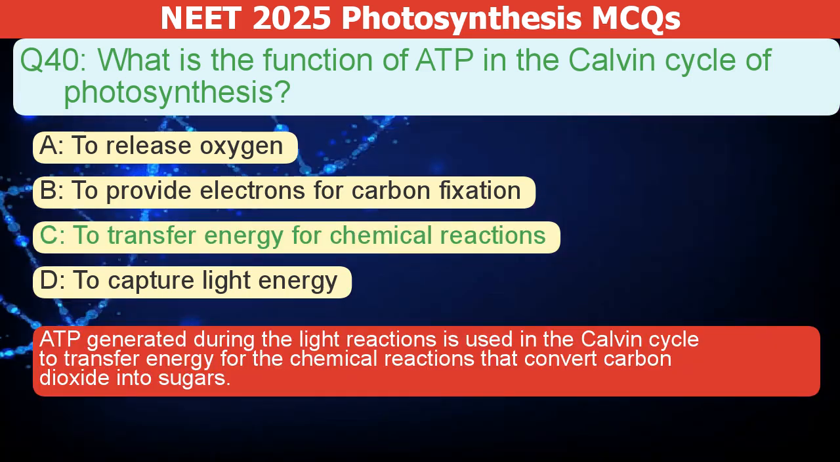The correct answer is C. ATP generated during the light reactions is used in the Calvin cycle to transfer energy for the chemical reactions that convert carbon dioxide into sugars.